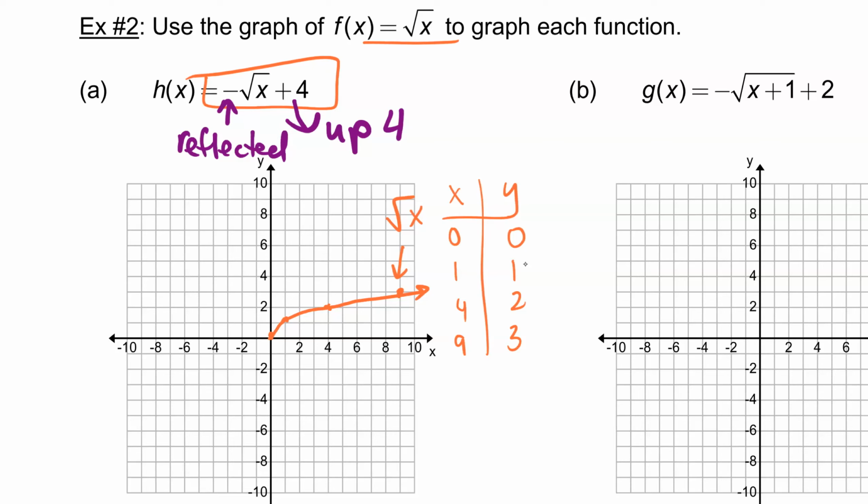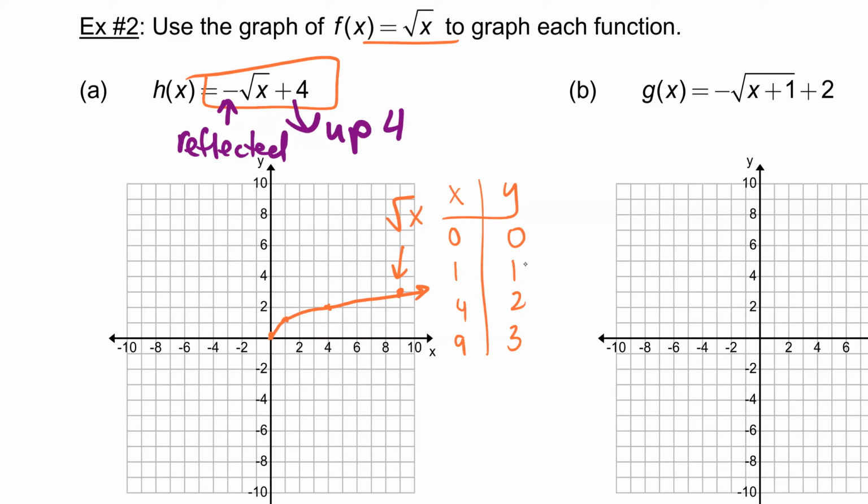How did you know the coordinates were 0, 0, 1, 1? These are the coordinates for the parent graph of square root x: 0, square root 0, 0. And I picked nice numbers. Notice I didn't put square root 2. That's not a nice number. 4 is nice, because the square root of 4 is 2. 9's nice. Square root 9 is 3. I just picked the perfect squares, that way I have integer coordinates.